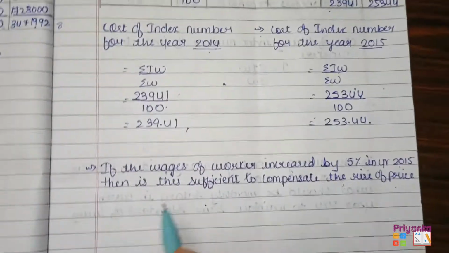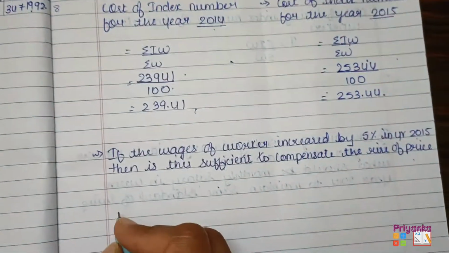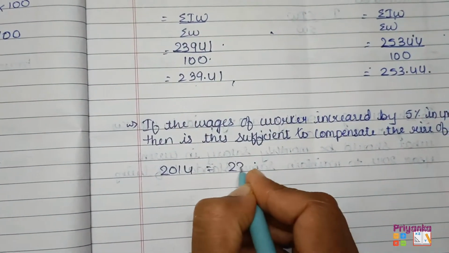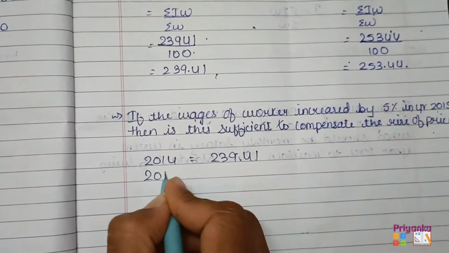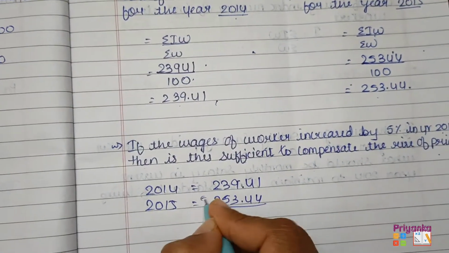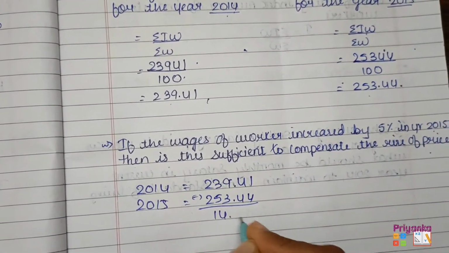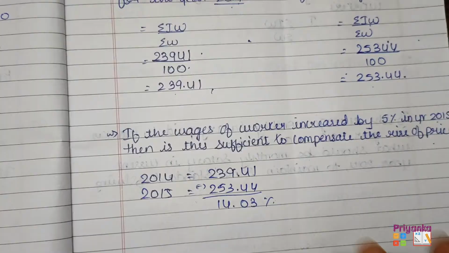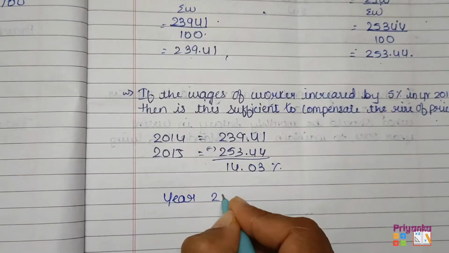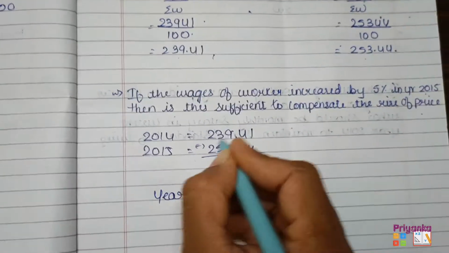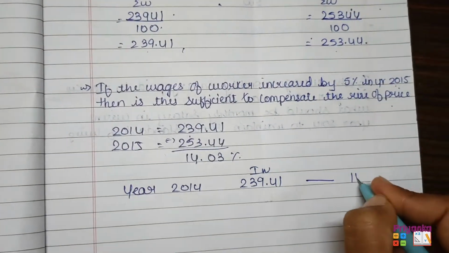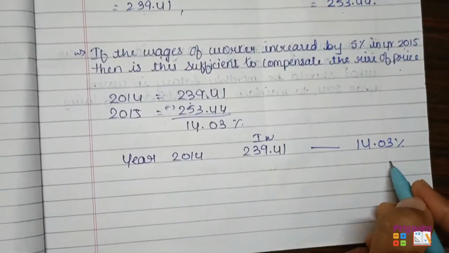Let's find out. First let's compare the 2014 and 2015 index numbers. In 2014 we get 239.41 and in 2015 we get 253.44. If we subtract, we find that there is an increase of 14.03. So let's find out the percentage. Here, as per the information, in the year 2014, the index number was 239.41, where it shows the increase of 14.03 in the year 2015.